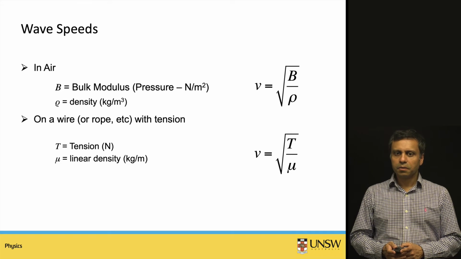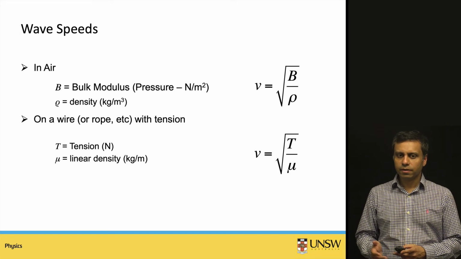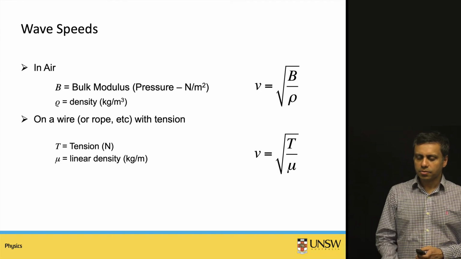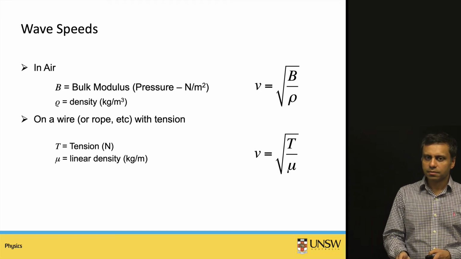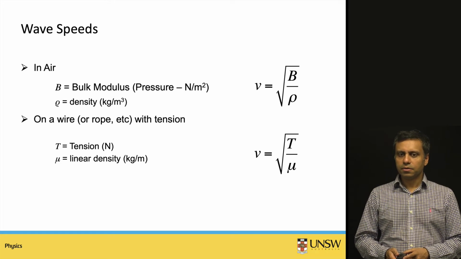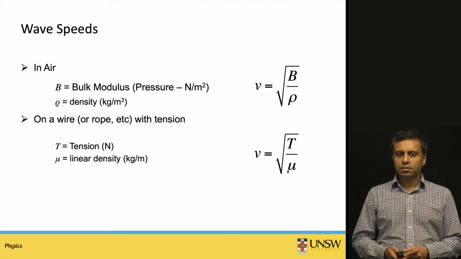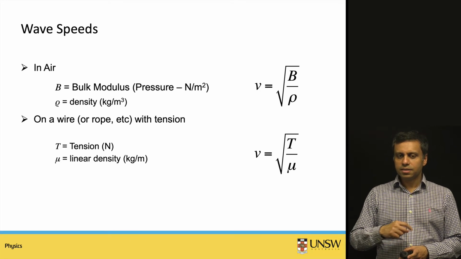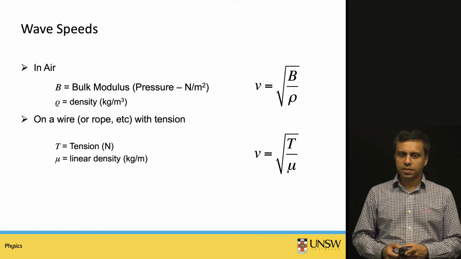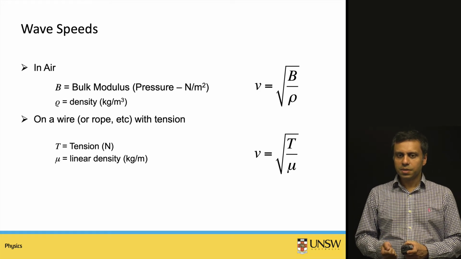And what is the expression for the speed of the wave in a wire under tension? When I am applying a force, I am exerting a tension on the wire, in newtons. So the speed is given by the square root of tension over mu. Mu is the linear density of the rope, basically, how dense the rope is. And again, the more the force or the tension, the more the speed.